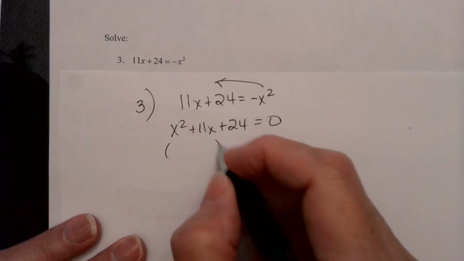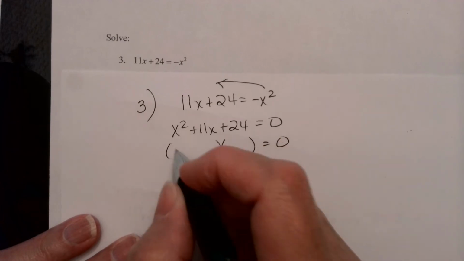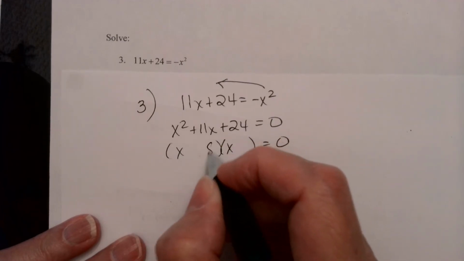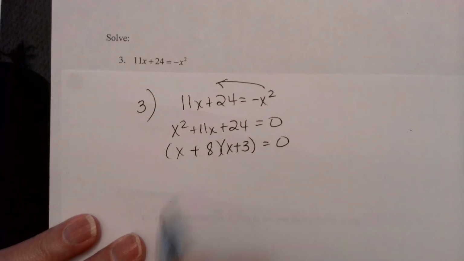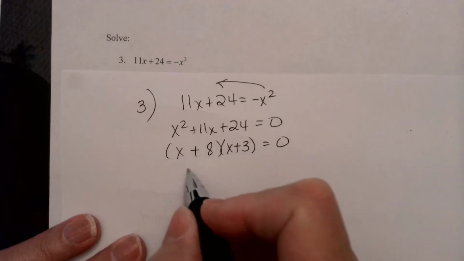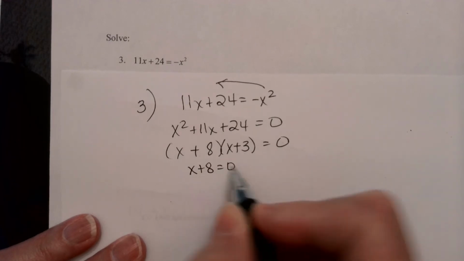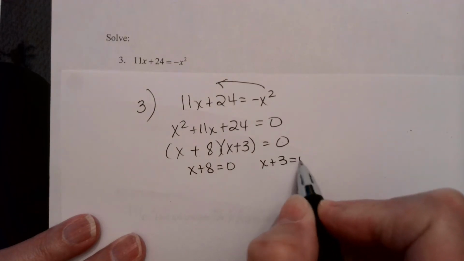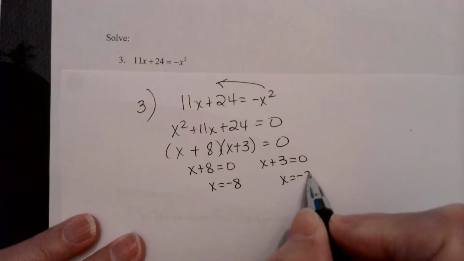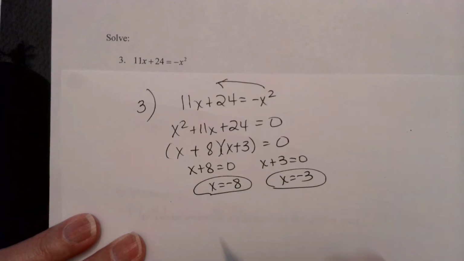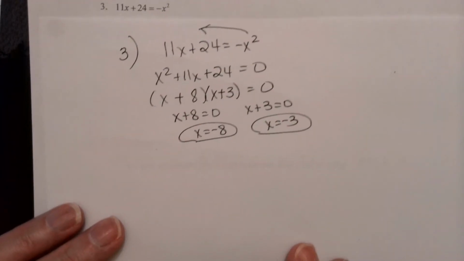Then you're going to factor this just like we've been factoring these. So that's going to be 8 and 3. When I add them together, I get 11. Multiply them together, I get a 24. Now, you take each one of those sets of parentheses, and you set each one equal to 0. And then solve for x. So I have 2 answers. Okay?